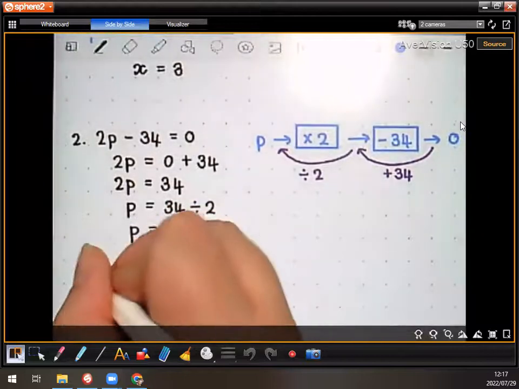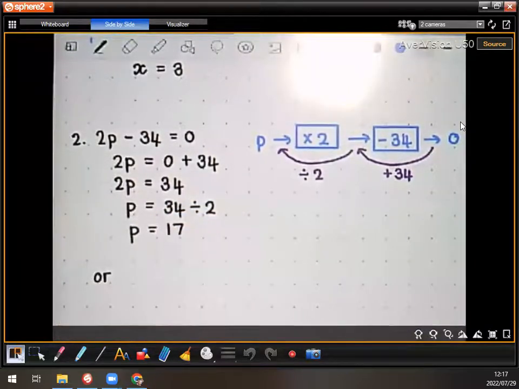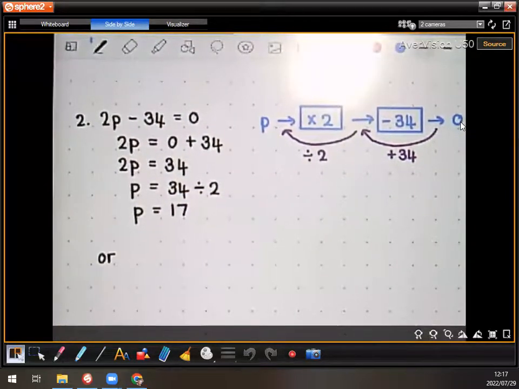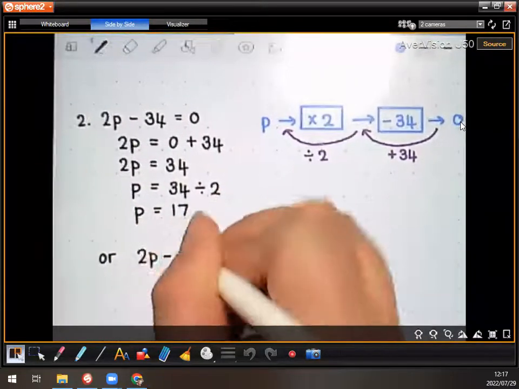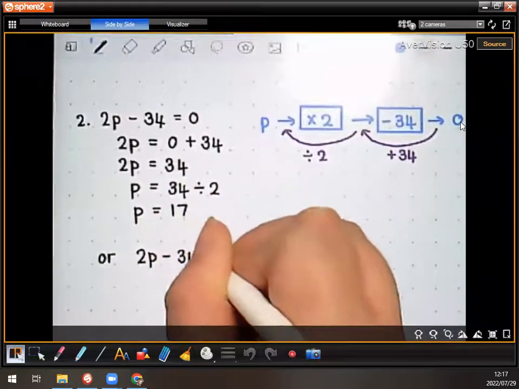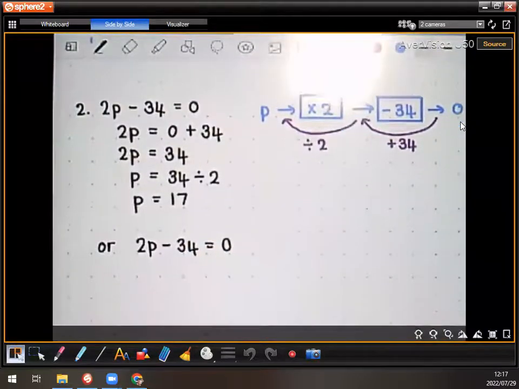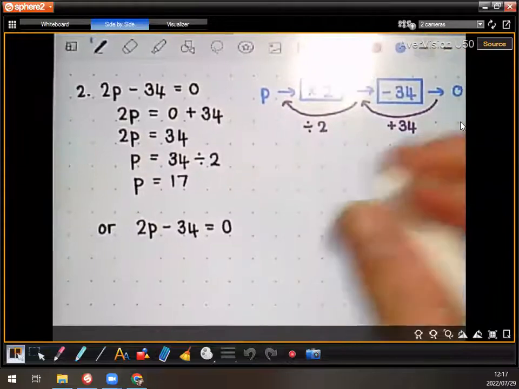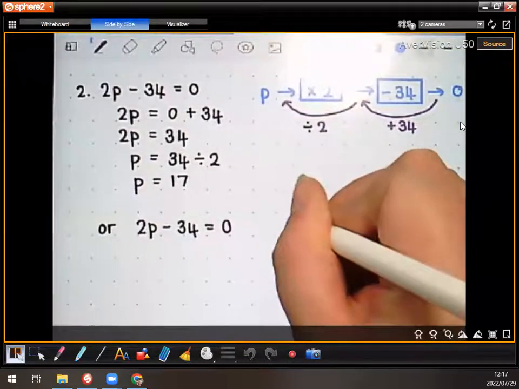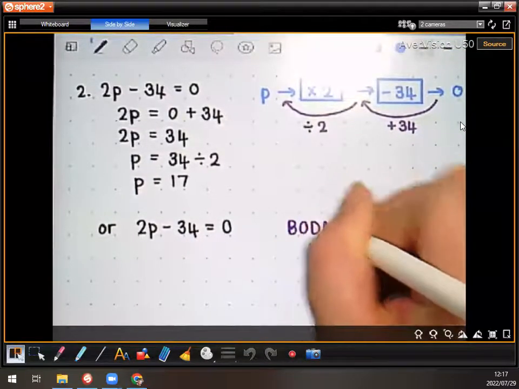Right, let's do the second method quickly. And guys, when you are doing these on your own, you're just going to do one method, okay? You don't have to write both. You just choose the one that you prefer. So I'm just going to write my equation down again. 2p minus 34 is equal to 0. We remember BODMAS backwards.